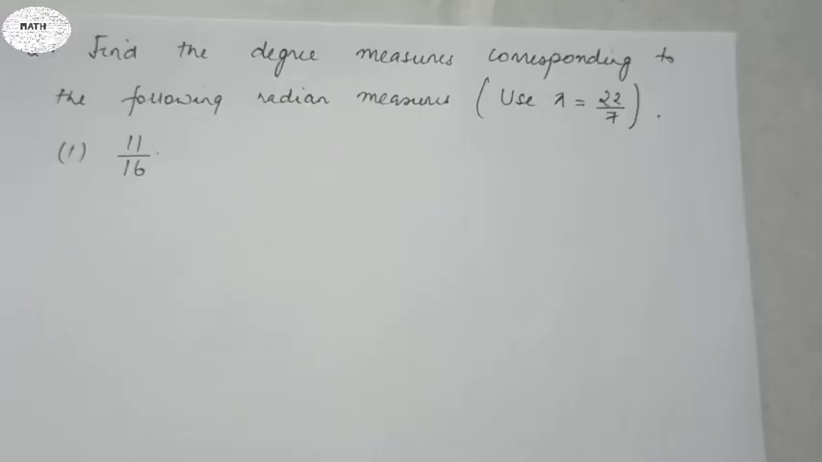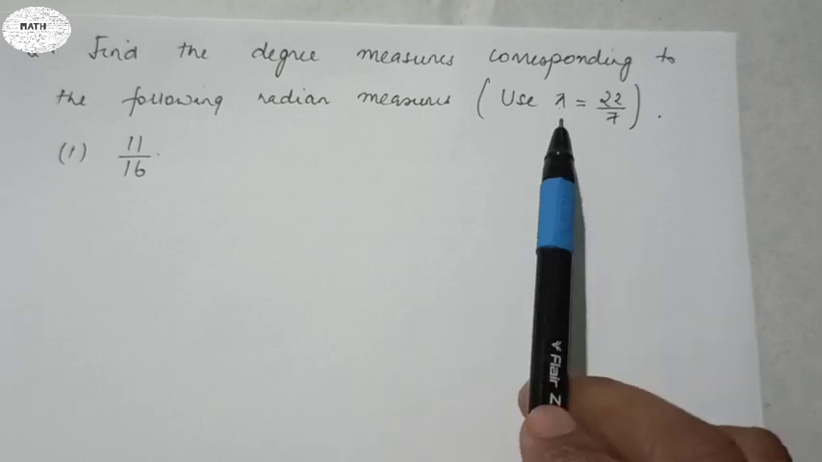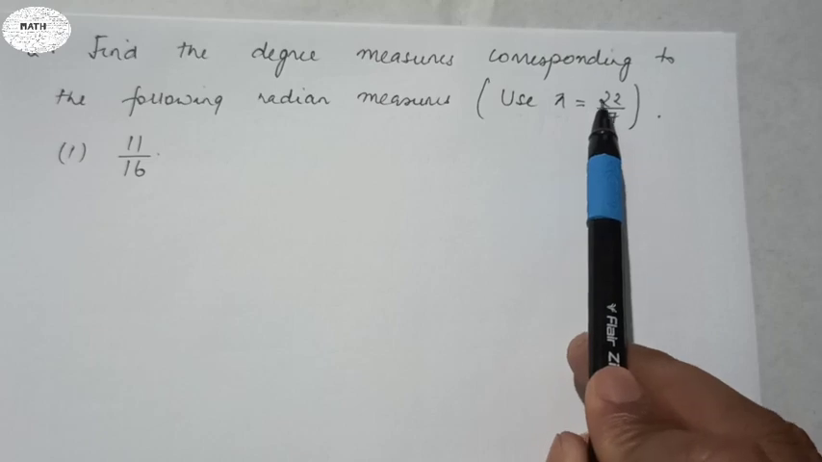Alright, question number 2 is given to be: find the degree measure corresponding to the following radian measure. Now if you look at the question, it's given here that use pi is equal to 22 by 7.